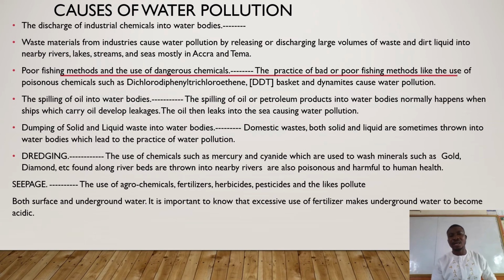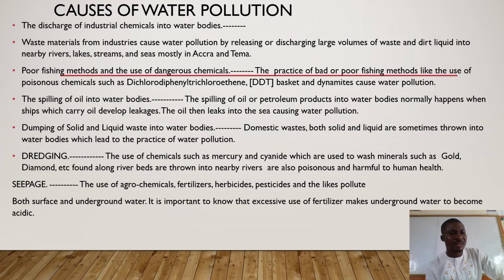When these things happen, we are saying that it leads to water pollution because of the dumping of solid and liquid materials. Let's go to dredging. Dredging is the use of chemicals such as mercury and cyanide to wash minerals such as gold and diamond found along riverbeds.